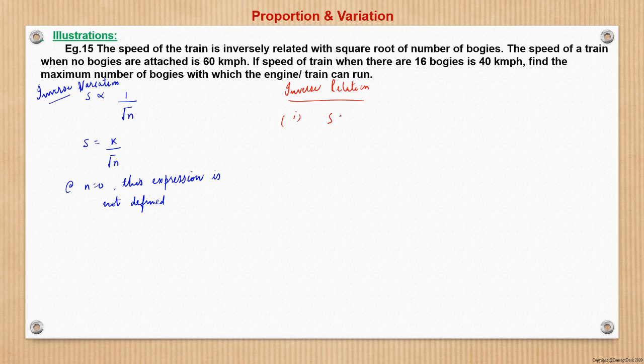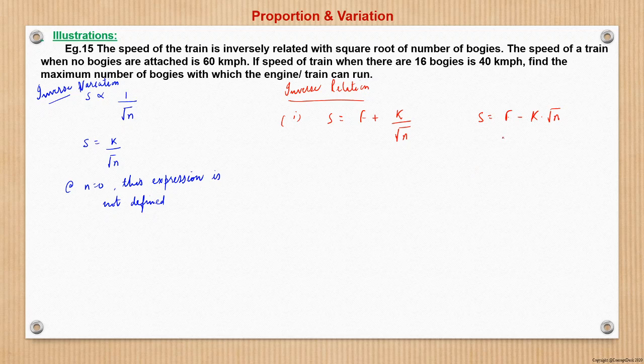One would be speed is nothing but some constant, say f, plus some constant k upon square root of n. This way we can write. This is one form. This is inversely related. Or we can write s is equal to f minus k times root n. This also is inversely related. How is it inversely related? If n increases, s will decrease. Right? If n increases, this term will decrease and therefore s will decrease. Here also if n increases, this will decrease.